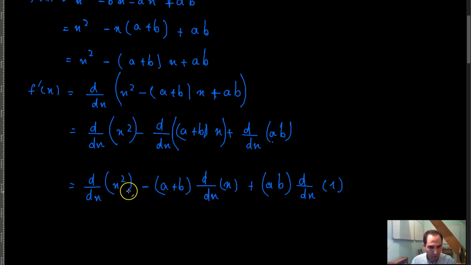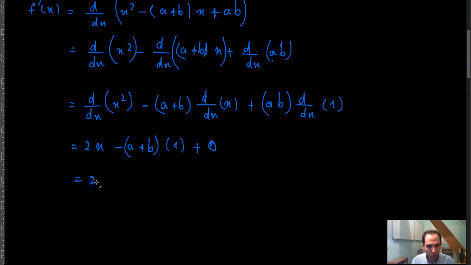And then you could write this as basically 2x, negative of a plus b times 1, plus the derivative of 1 would be 0, so this whole term would be 0. And therefore you have 2x minus a minus b, for example. 2x minus a minus b, that's how you would find the derivative here.